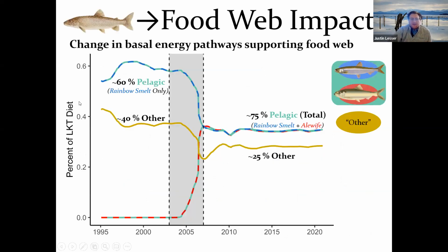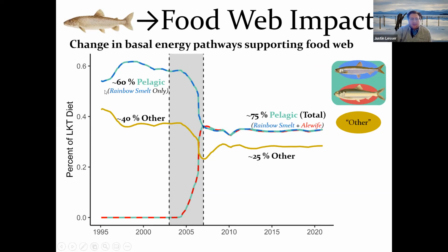So this is the percent diet output that we get from the model for lake trout, right? So again, here is over time. And this actually should be proportion of lake trout diet, not percent. So this would be 20%, not 0.2%. And we can see how the model predicts that lake trout diet would have changed over time during the period of before and after alewife invasion, right?